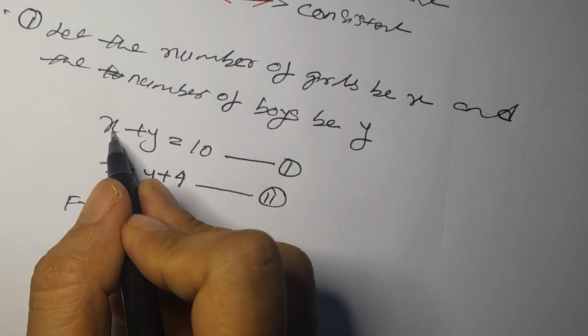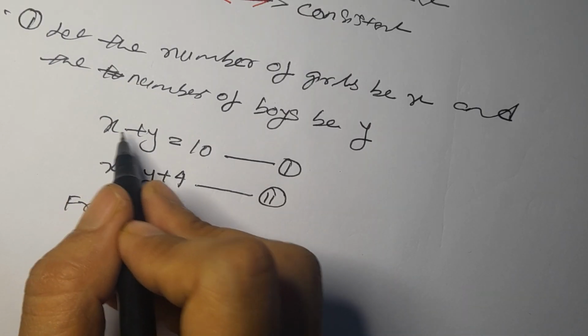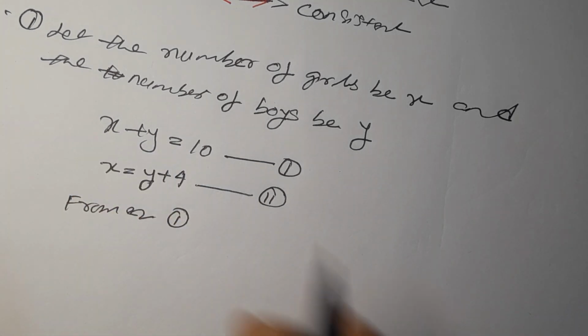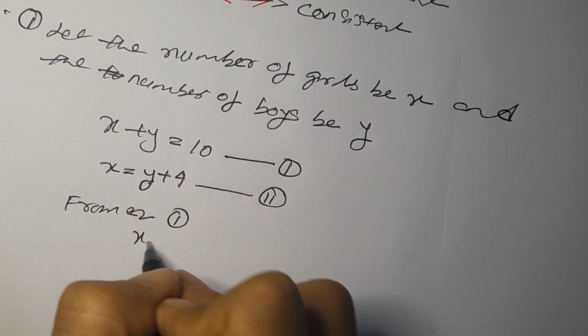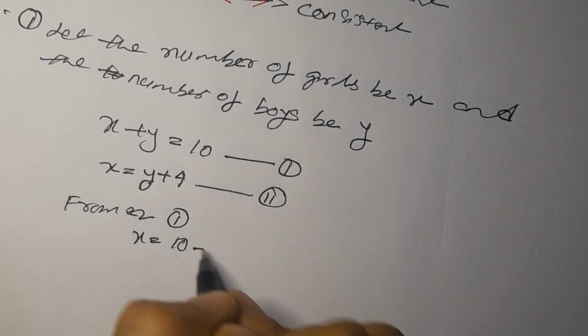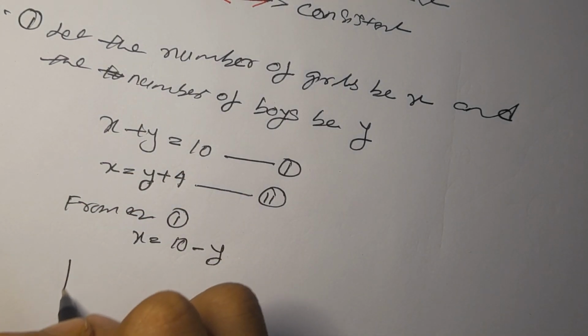Keep the x this side. Either you can keep the x or the y, because the constant in front of them is no number, only 1, so you can keep any. So I'm keeping the x this side, taking the y that side. So it will be x equal to 10 minus y. If you take the plus that side, you will get minus y. Now make the box.